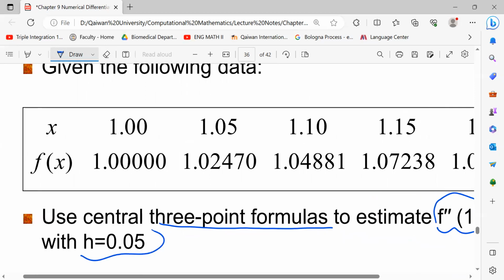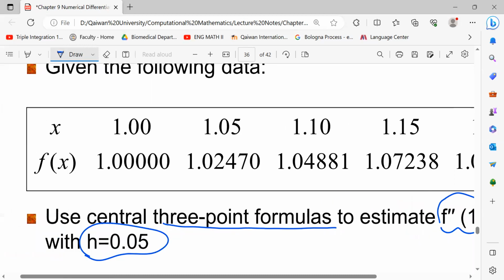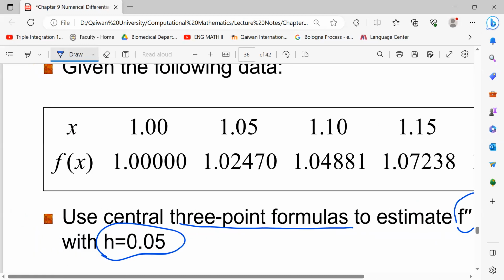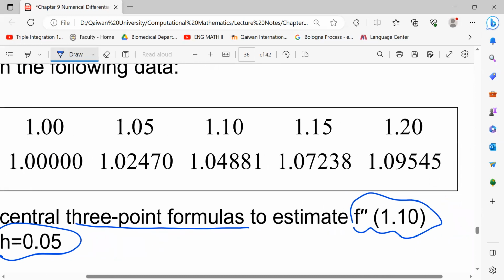And also here, h is given. Even if it's not given, just subtract two successive x values, you get the value of h. Look, h will never be negative, okay? Always subtract the previous one from the next one to get the value of h. That's it.